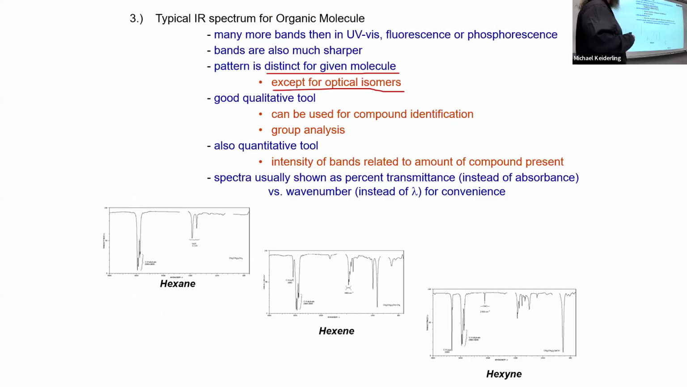So a typical IR spectrum has many more bands than UV-vis. Bands are much sharper. It's a good qualitative tool. You can also use it as a quantitative tool.